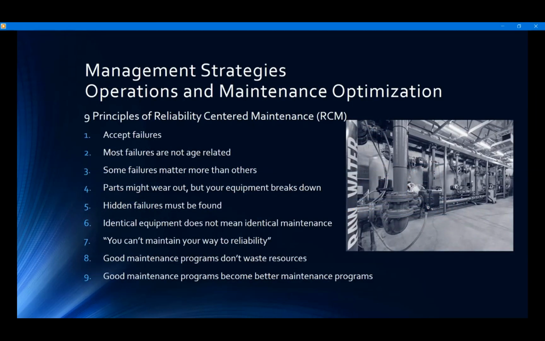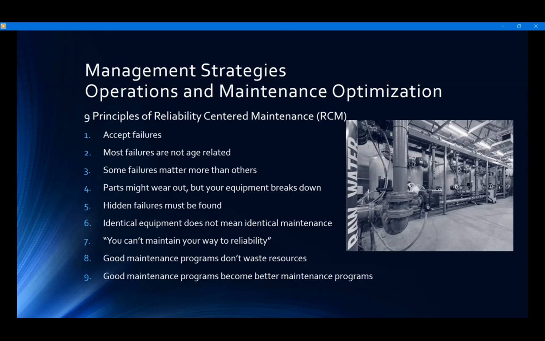This takes me to management strategies, operations, and maintenance optimization. So when I first started here almost 4 years ago, our general manager asked me if I could explore the depths of RCM, which was new to me. I have been in the drinking water public utility on the operations side my entire career. So at that time, about 30 years, had no experience with RCM. So I was very excited to dive in and learn about its concepts.